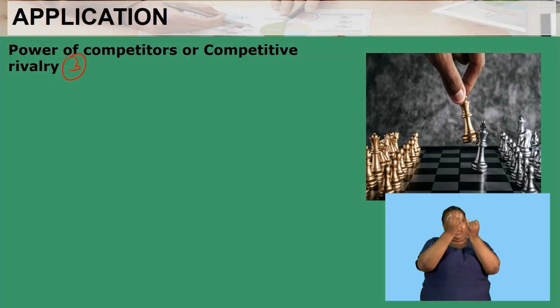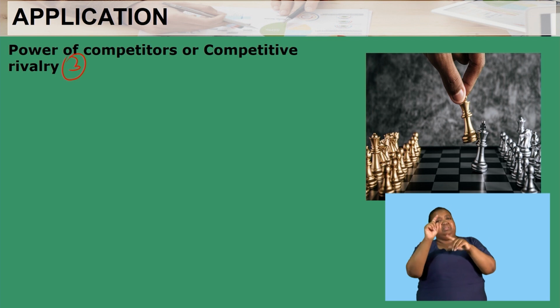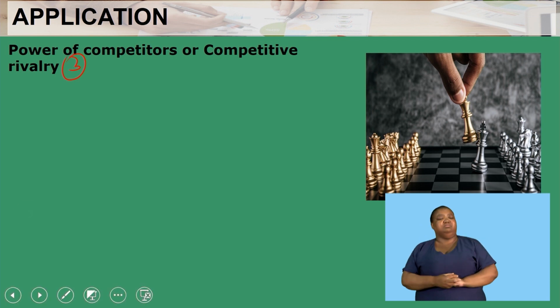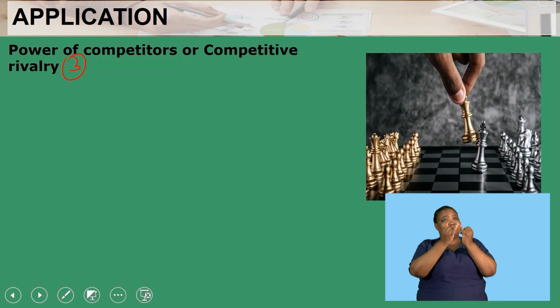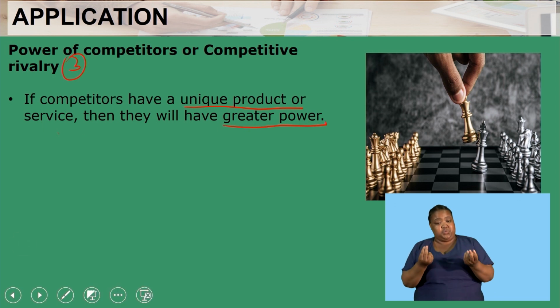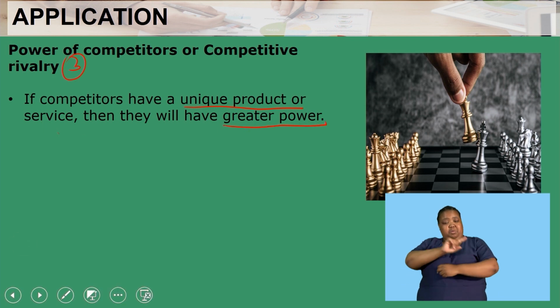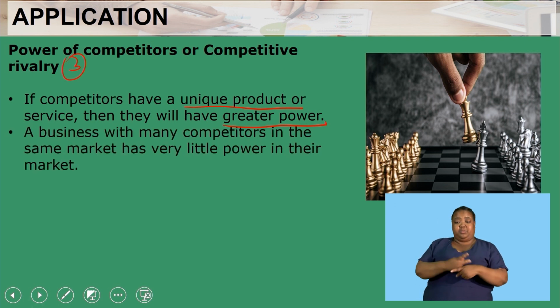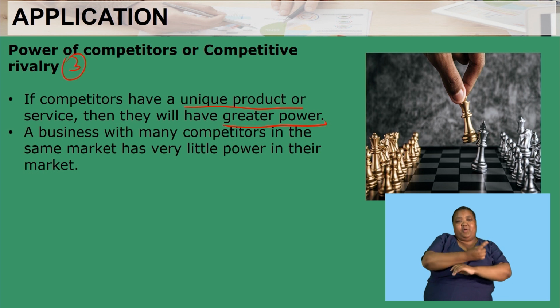The power of competitors, or competitive rivalry. So what power do our competitors have? Remember, who is a competitor? A competitor is a business that is selling similar products to us. Right. So if competitors have a unique product or service, then they will have greater power. If they have something that we don't have, something new, something unique, something special, then they've got greater power. Why? Because customers will then go to them instead of coming to us.